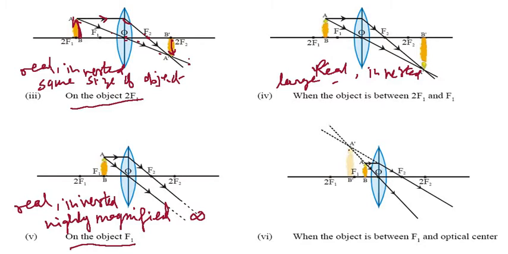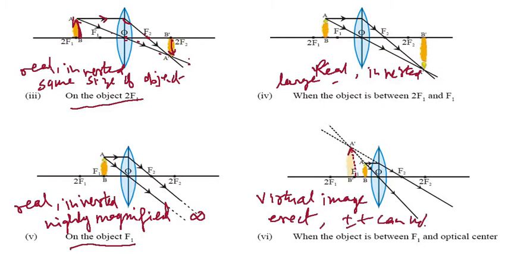Here it is the imaginary image. So you can see here it is the virtual image. You can say in this virtual image, and erect, it cannot be obtained on the screen. So in all this possibility, there is the possibility they can obtain on the screen.